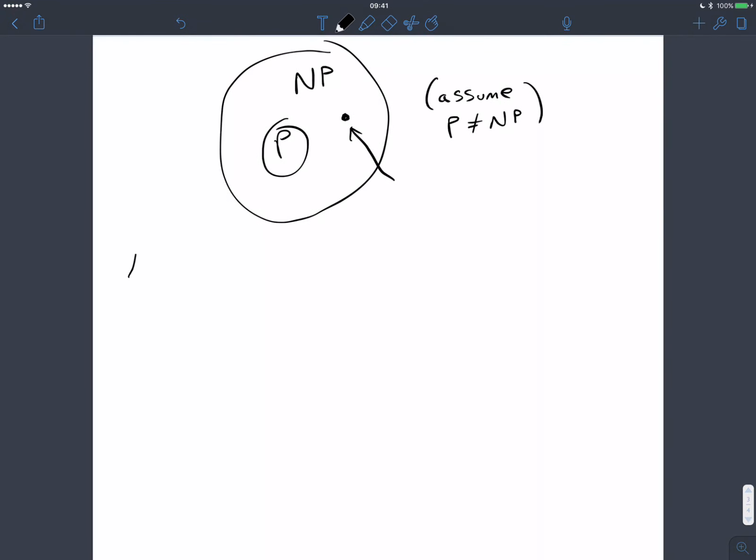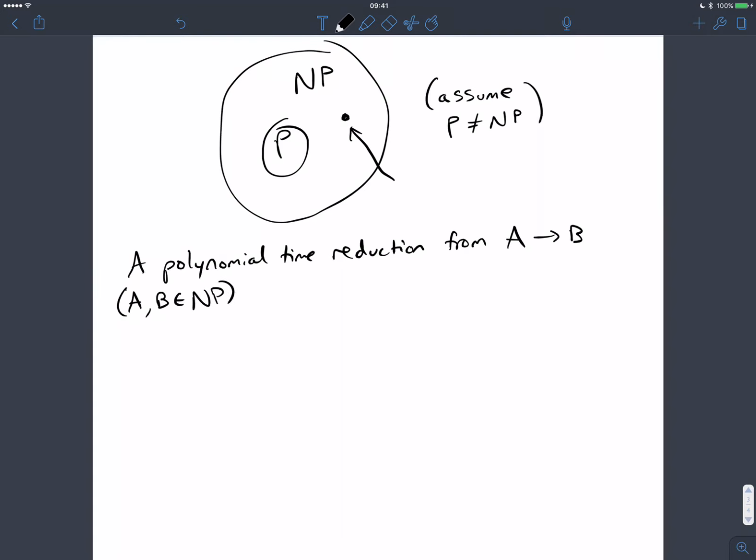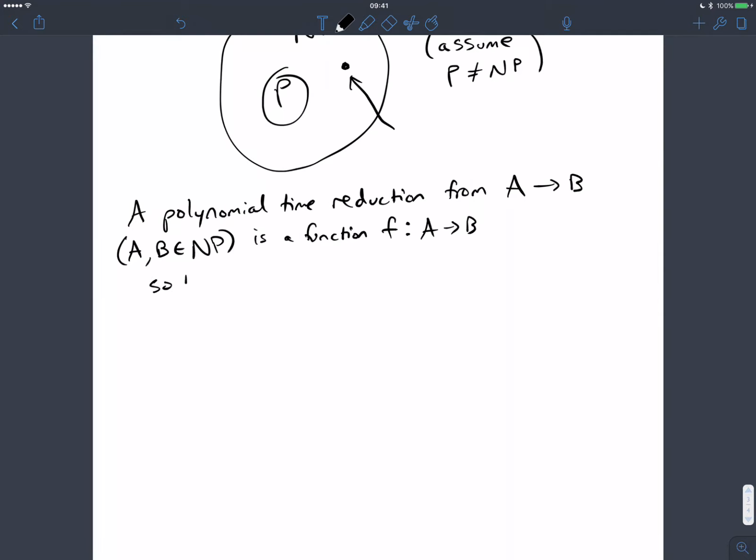Okay? So a polynomial time reduction from A to B, and we're going to assume A and B are both NP problems, is a function f from A to B, so that if we had a string that was originally in the NP problem A, and we apply the function f to that particular input, then I get something in B, because the function's from A to B.